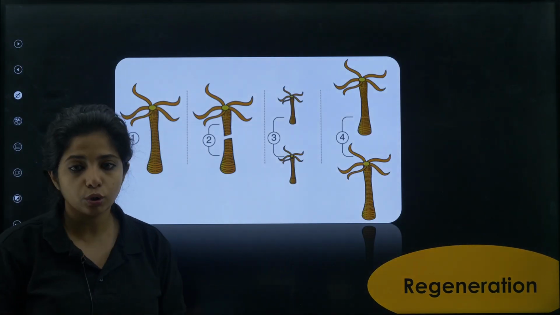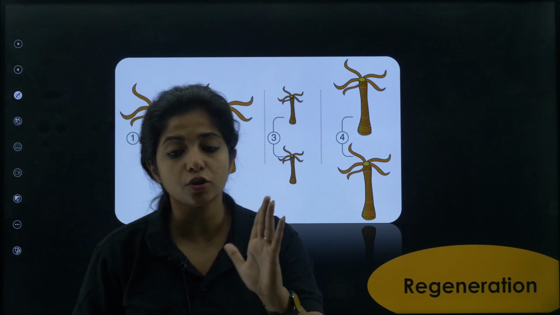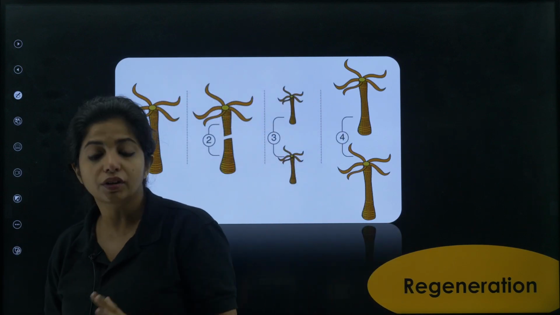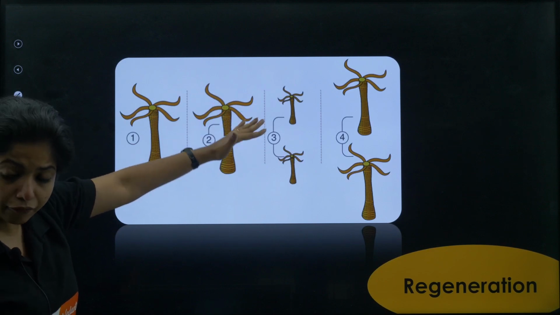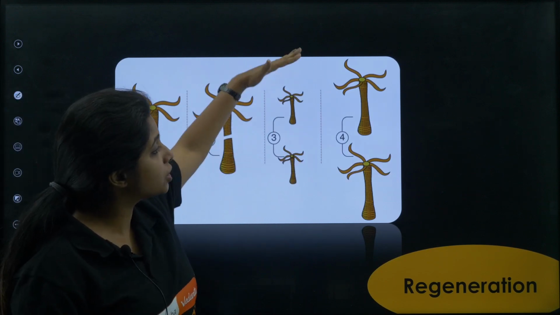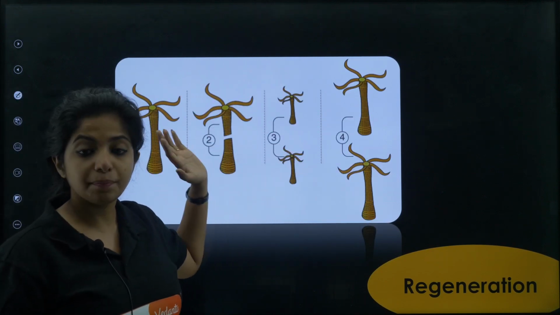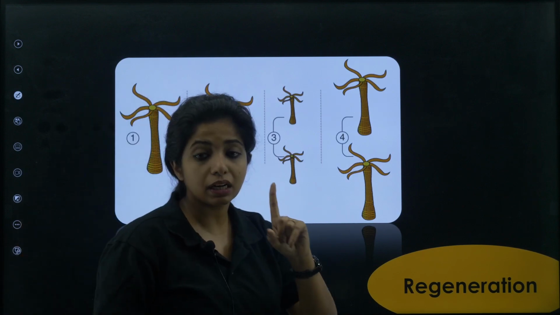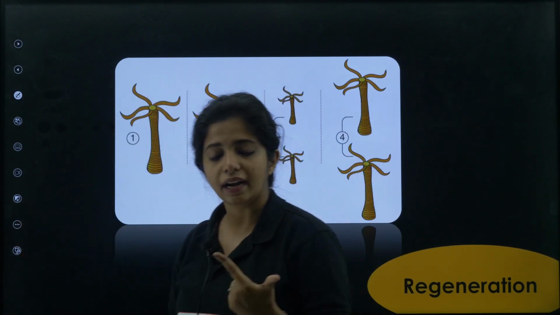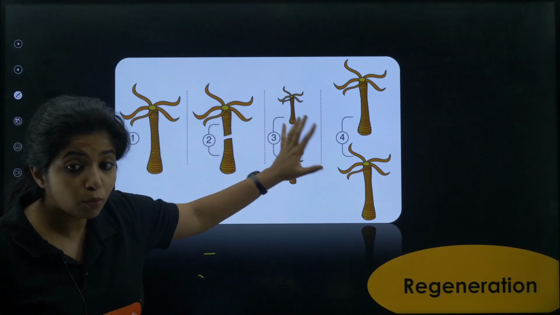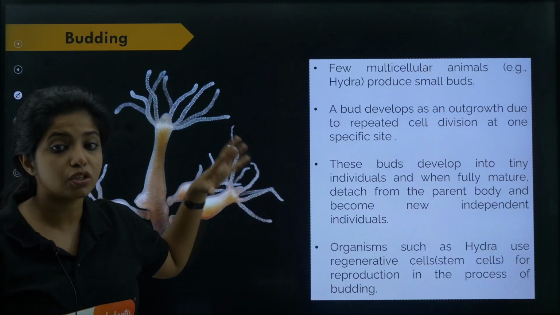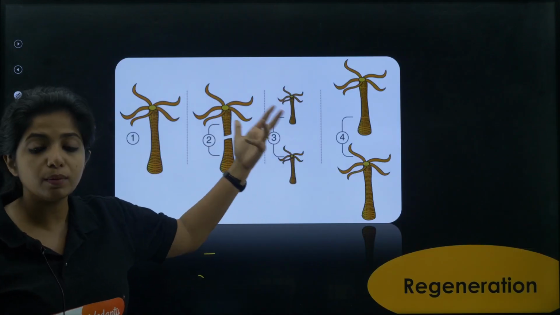Now Hydra is also like that. Hydra's main asexual mode of reproduction is what? Budding. We'll talk about that. But as of now, I'm just saying that if it is cut, it has the power to regenerate its body. So under fragmentation we spoke about planaria, Hydra, as well as Spirogyra. This is not their actual mode of reproduction. I'm telling you again, this is done during unfavorable situations.